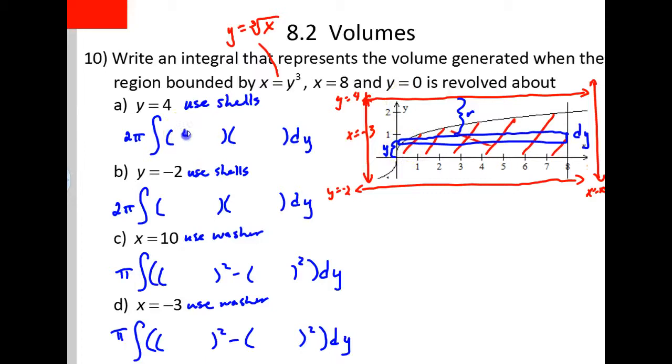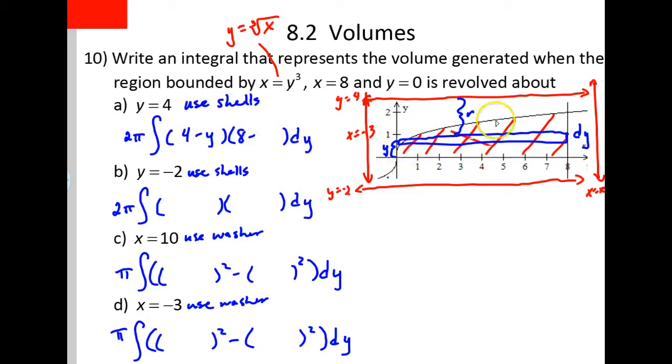So we have 4 minus y. That's the radius. Then the height. Remember, the height is the length of the dy rectangle. So everybody turn your head to the side, and we see that the upper boundary of the dy rectangle is 8 minus the lower boundary.